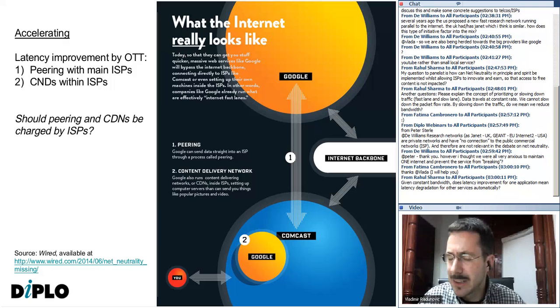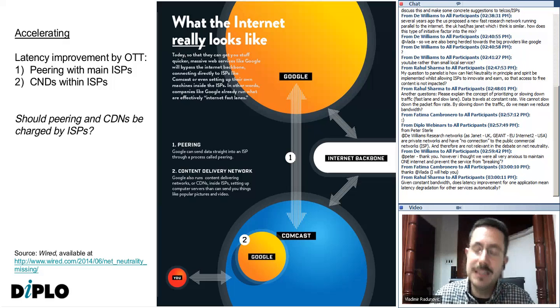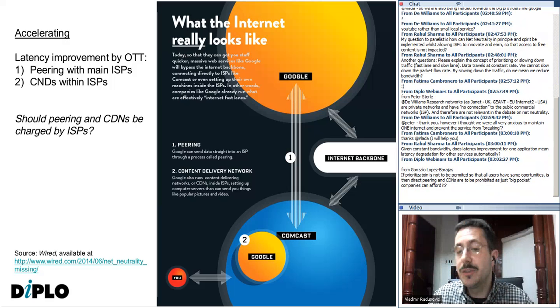And one last comment from Rahul Sharma: given constant bandwidth, does latency improvement for one application mean latency degradation for other services automatically? Not necessarily. That means if you cut the road for the packages so that they do not have to travel longer, they're faster. But it doesn't mean necessarily that the others will be slowed down. But ultimately, you're right. It depends on the bandwidth that we have. In congested networks, everything will matter because it really depends what comes to you at the end, with what speed. So in a congested network, the congestion per se might result in the other packages that are not fast enough being too slow to be used.